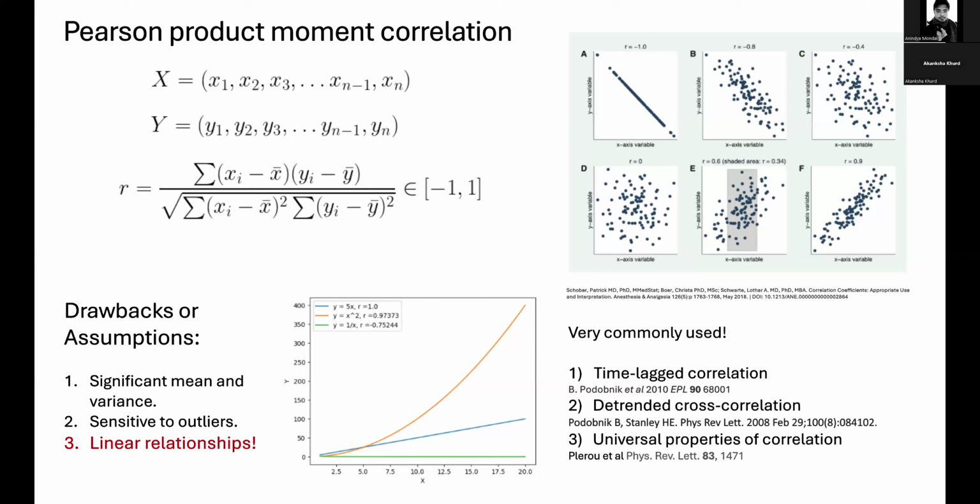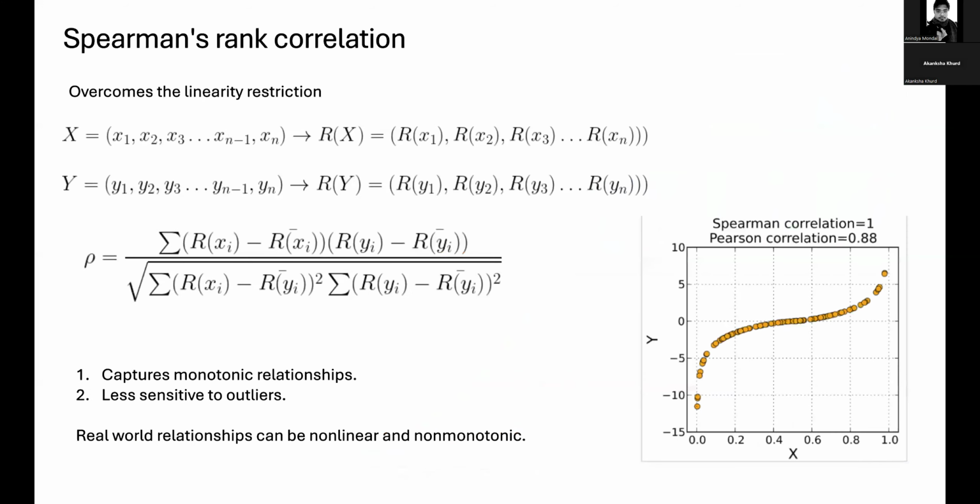Now, I think this would be the right point to introduce our second correlation metric, which is the Spearman rank correlation, because this one overcomes the linearity restriction. The key idea is that you rank the values in your data based on their magnitude. And then you calculate the Pearson correlation on this ranked data. Now, as it is essentially a Pearson correlation, this also takes values between -1 and +1.